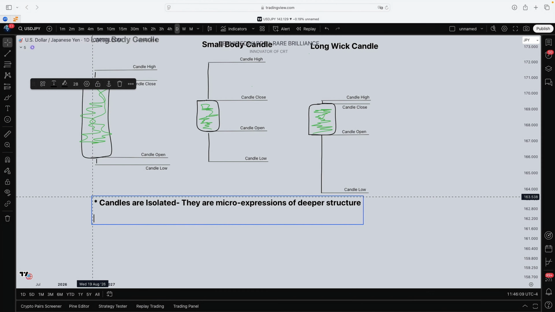Another key point that I'm just going to write and say is because it's still important. Now, CRT teaches you how to read the market within context, so you're not lost in the noise. A lot of people are lost in the noise or they are simply causing noise to themselves. So CRT teaches you how to read the market within context. Okay.